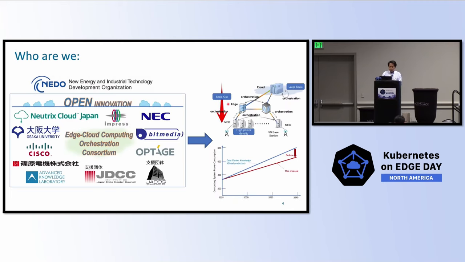Okay. So let me start with who we are. Currently the data center consumes 2% of global power consumption, and it is expected to grow around 15 times over the next 10 years. That's because there will be more edge data centers and also cloud data centers, as this is the global trend. Our research group is based on NEDO Japan, which includes universities like Osaka University and several industrial companies. We work together to reduce the carbon footprint from data centers.